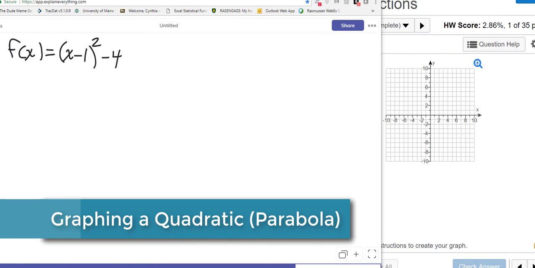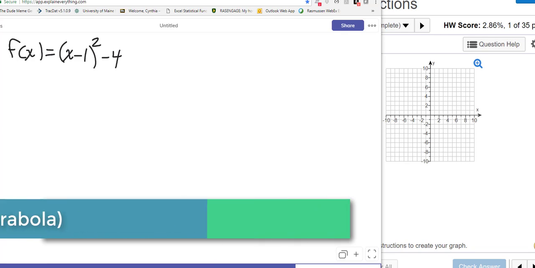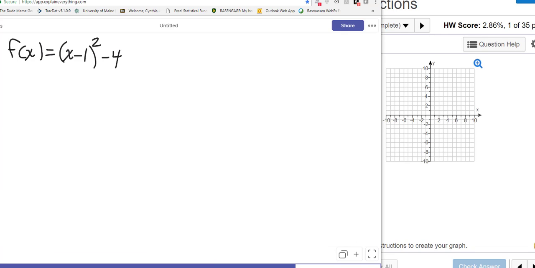All right, let's say we are given this quadratic equation and we want to figure out how we could actually graph it. So the first thing I would like to do is find the vertex, and I can do that because I know the vertex formula is (h, k). I mentioned it in the notes on the problem before.